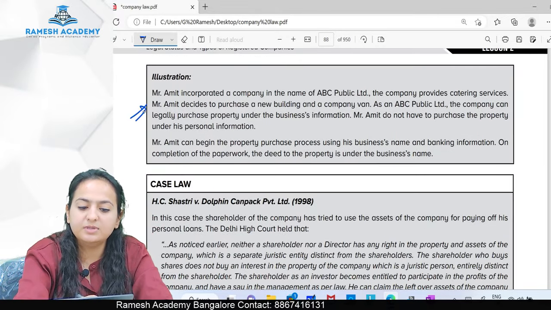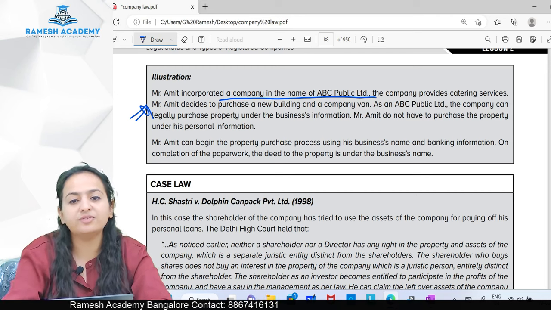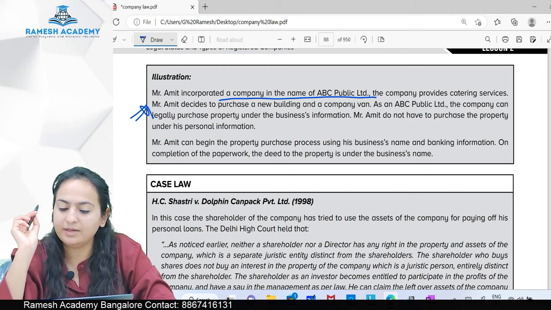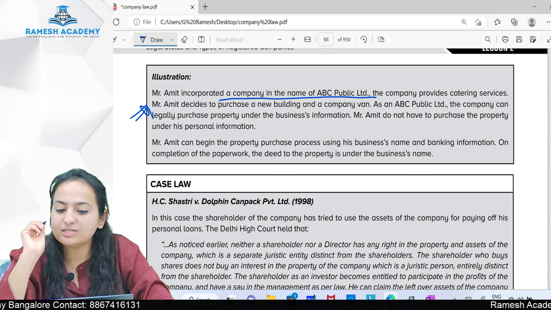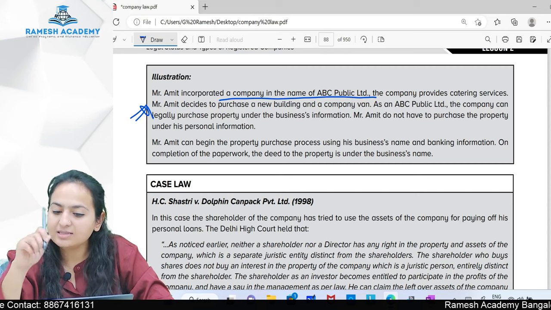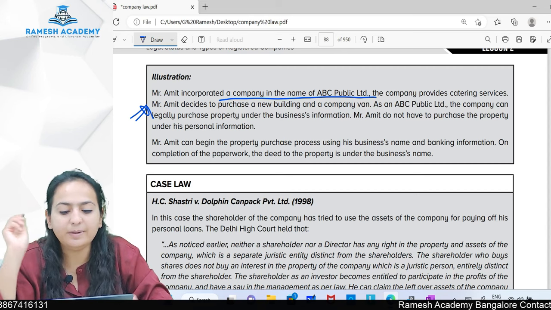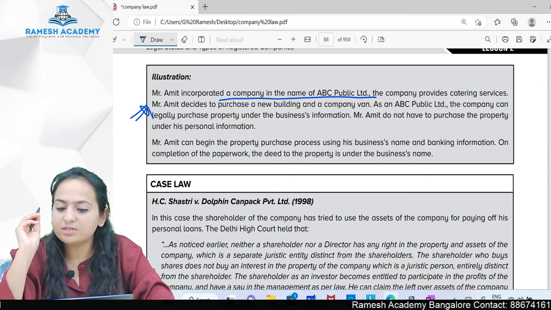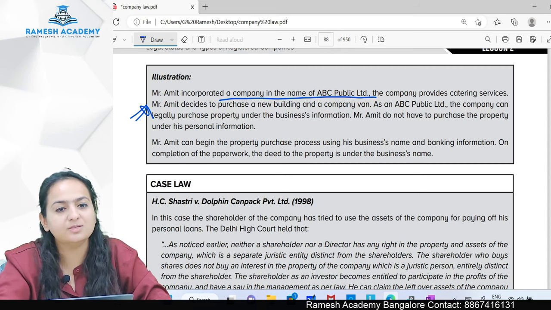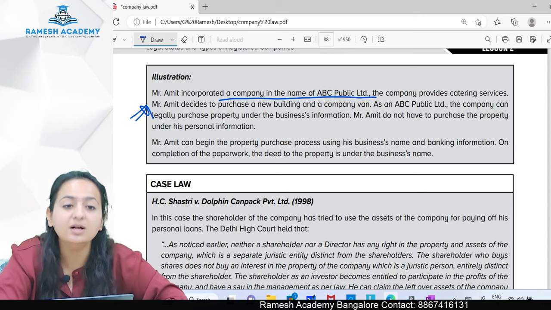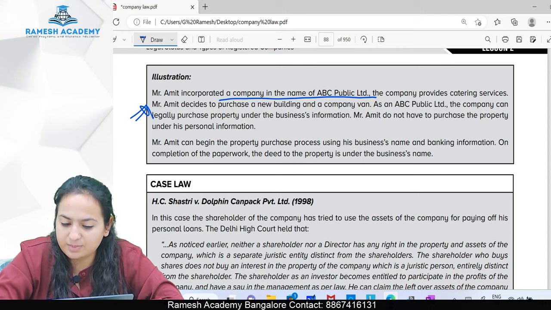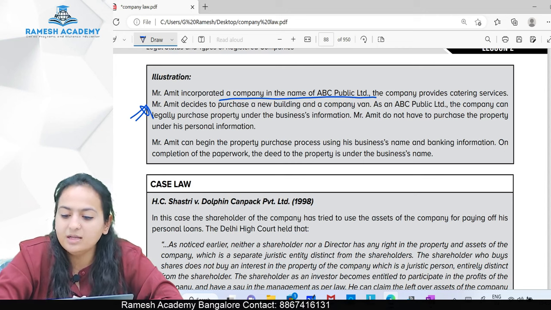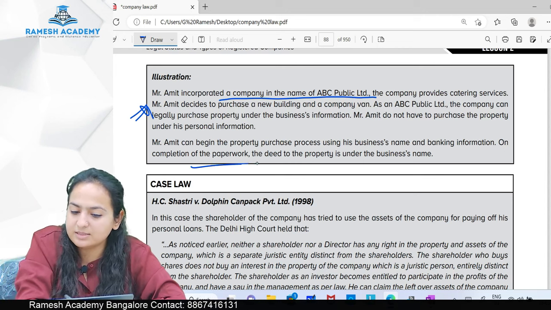Illustration: Mr. Amit incorporated a company by the name of ABC Public Limited. The company provided catering services. Mr. Amit decides to purchase a new building and a company van. As ABC Public Limited, the company can legally purchase property under the business information. Mr. Amit does not have to purchase the property in his personal name, because the company is itself capable of holding the property in its own name. Mr. Amit can begin the property purchase process using his business name and banking information. On completion of the paperwork, the deed to the property is under the business name.